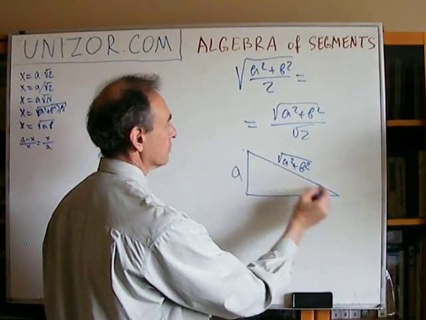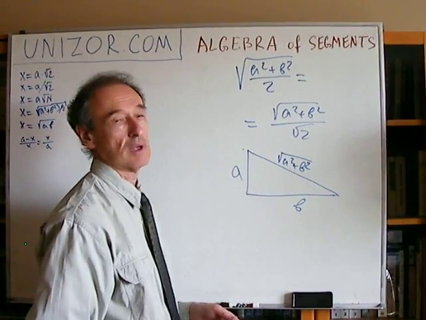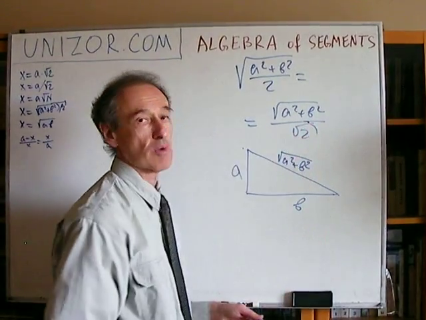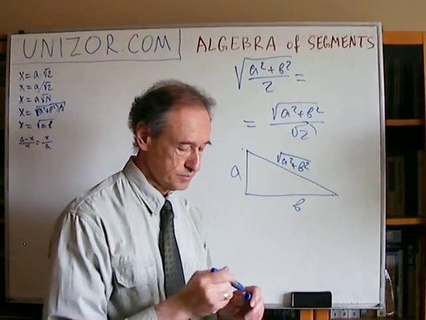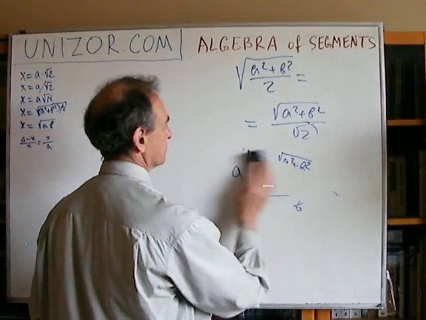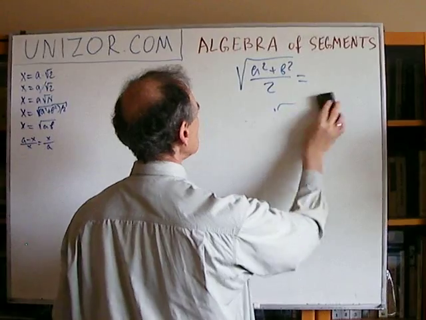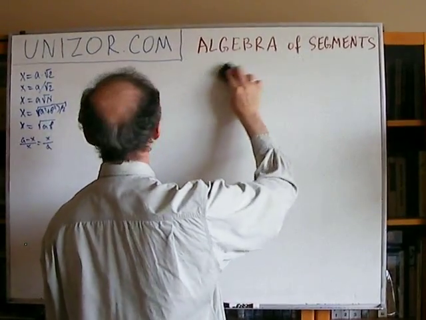Now, after you have built this particular segment, the next step is to divide by square root of 2. And we already know how to do it. We did it as number 2. So that's the solution. That's how to build the quadratic average.